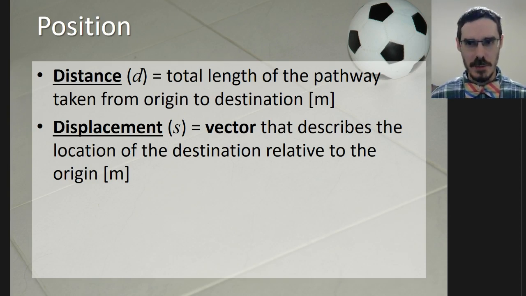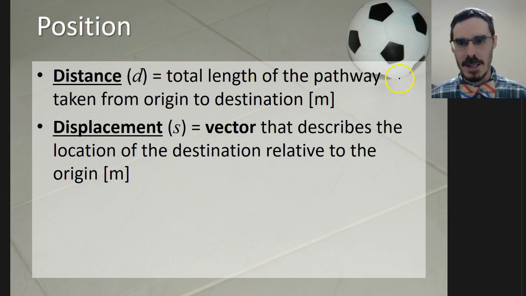First, we talk about position. When we're talking about position, there are two basic quantities: distance, which is a scalar, and displacement, which is a vector. Distance, which we use d for, is the total length of the pathway taken, measured in meters. Displacement, which we use an s for historical reasons, some people do use an x here rather than an s, is a vector that describes the location of the destination relative to the origin.